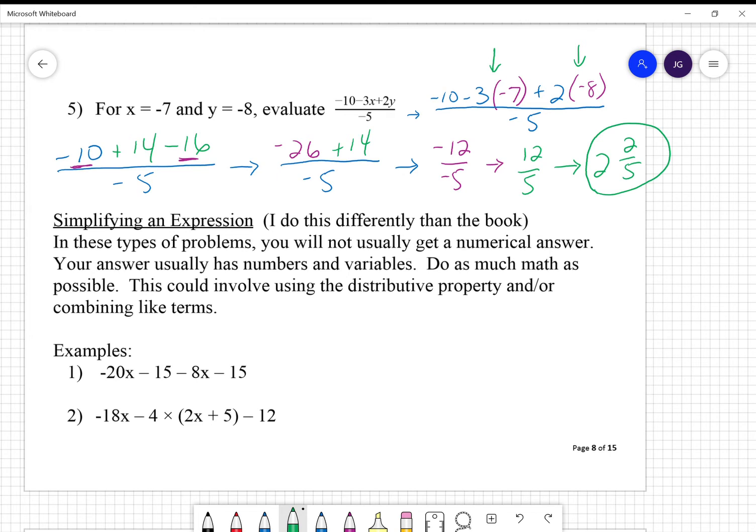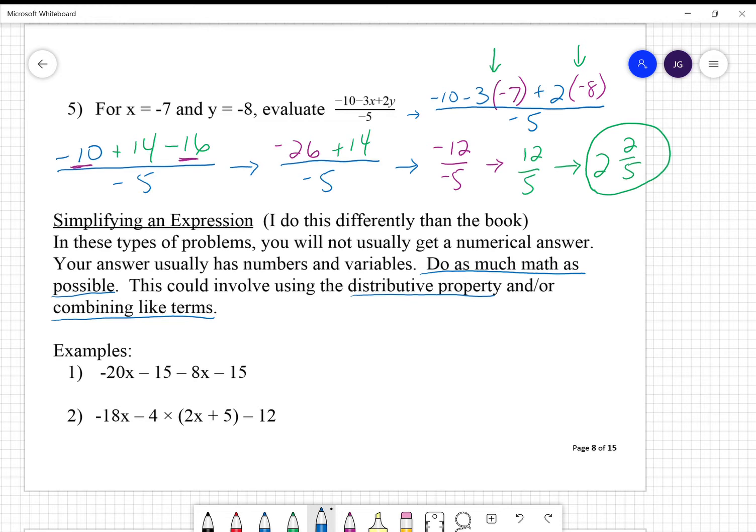Okay, we'll continue our work with expressions. Simplifying an expression. I do this differently than the book we are using. In these types of problems, you do not usually get a number answer. You get a number and a variable, or maybe just a variable. Sometimes you do just get a number answer, but not usually. You are going to do as much math as you possibly can. This involves distributing, if there's parentheses, and or combining like terms.